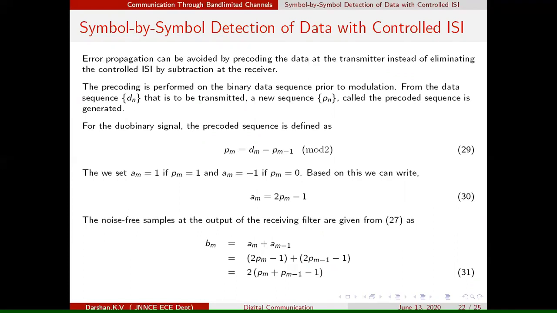The answer is, pre-coding is just a logical operation, or it is nothing but modulo addition or modulo subtraction. That is the meaning of pre-coding. Pre-coding here refers to modular addition, like binary addition and binary subtraction, if you are working with binary data. That is why I'm calling it modular addition and modular subtraction. On what do you have to apply it? On the data sequence.